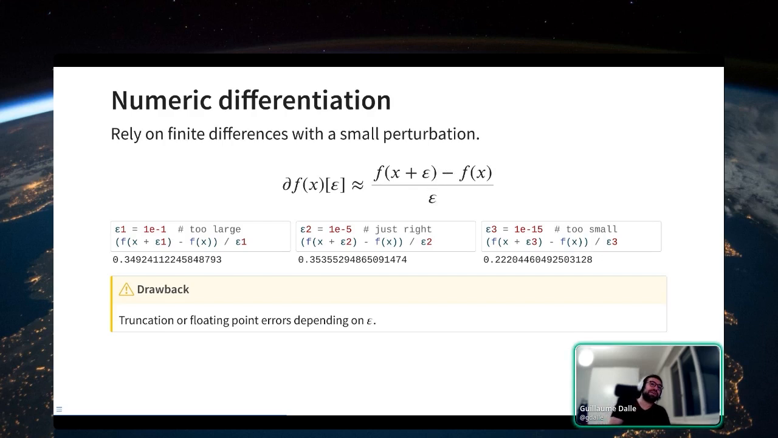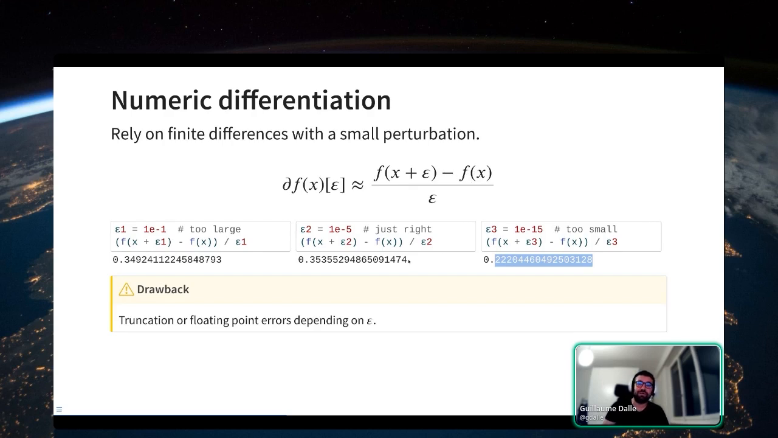And now, of course, the question is, how do you choose this epsilon, this little step that you take in those finite differences? Because if you choose it to be too large, then the approximation is no longer valid, and you get a derivative value that's not exactly the right one. If you take it just right, then you get a derivative value which can be rather precise. But if you take it too small, you would think it's even more precise, but actually you get into the realm of floating point errors and catastrophic cancellation between f of x and f of x plus epsilon.